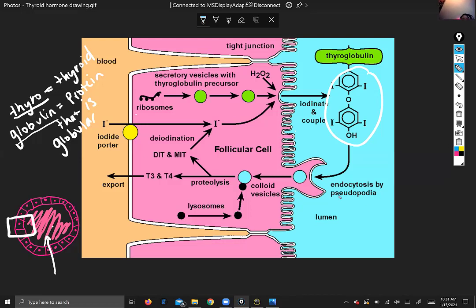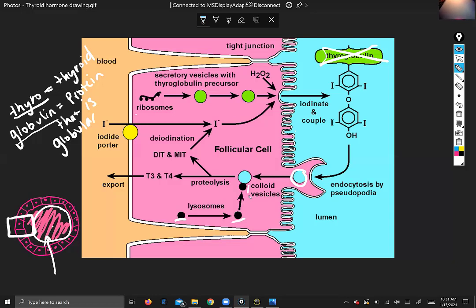So once it's gobbled up, we have vesicles again, and vesicles are of colloid, so this pink stuff in here. And now what we need to do is break off the thyroglobulin because that's what's preventing the thyroid hormone from doing its job. So lysosomes come in to help with that. And remember, lysosomes are a vesicle inside of a cell that contains proteolytic enzymes and other recycling enzymes. That's kind of the job of the lysosome, is to be the recycling center of the cell.